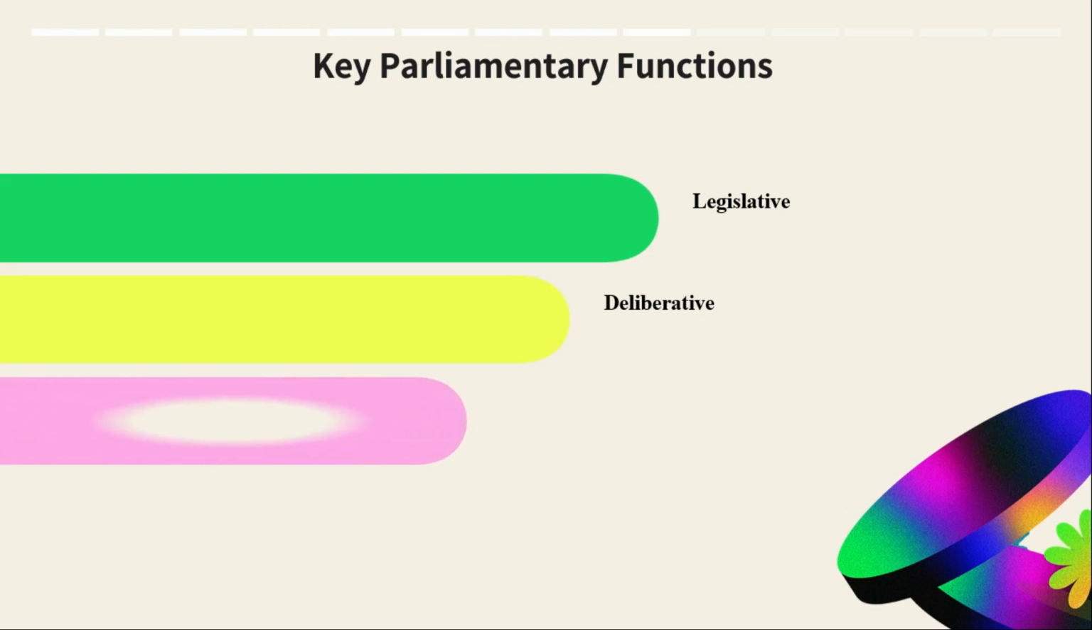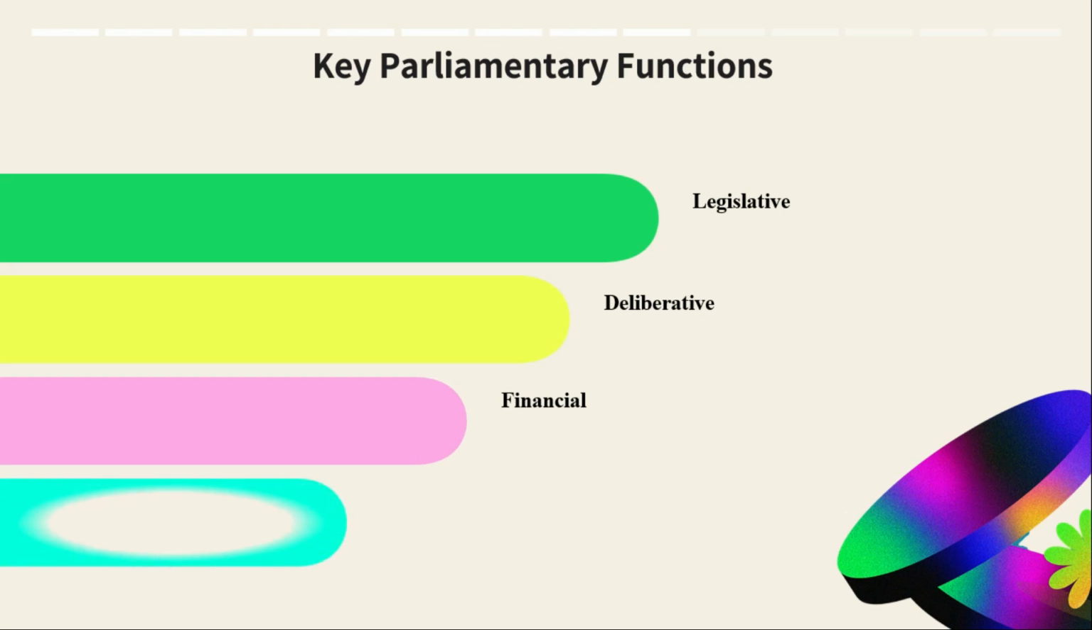The third function is financial: passing the Union Budget and scrutinizing government expenditure, a major function of Parliament. Then executive oversight: the Question Hour, Zero Hour, and debates allow MPs to hold the government accountable and oversee the government through instruments like Question Hour, Zero Hour, and debates.